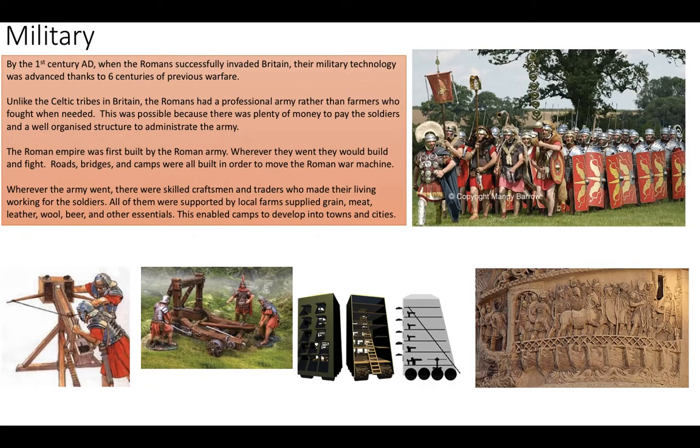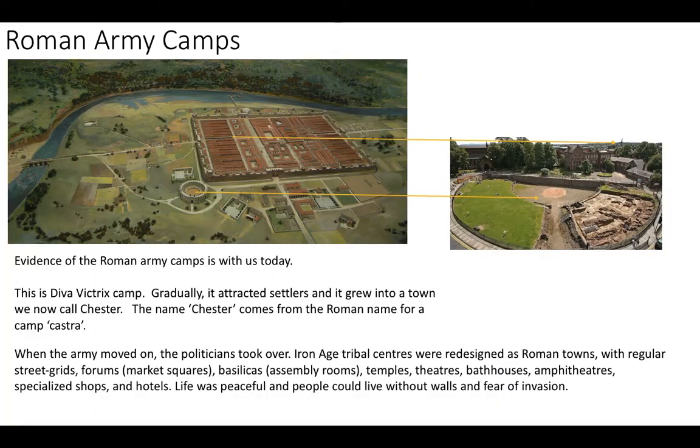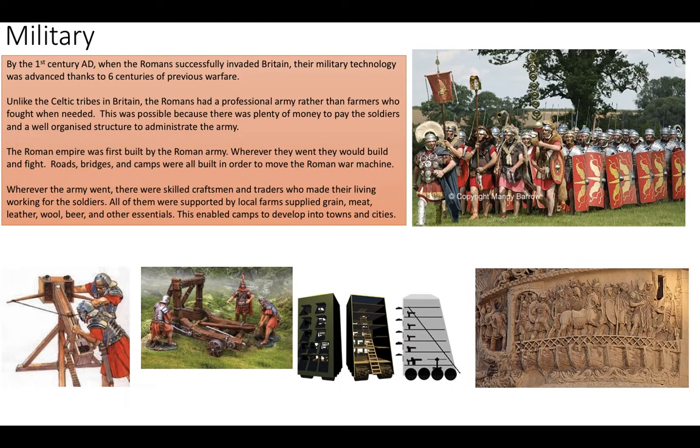So by the 1st century AD, when the Romans successfully invaded Britain, the military technology was advanced thanks to 6 centuries of warfare. So the Romans, when they arrived in Britain, were far more superior than the Celts who lived here. They had a professional army rather than farmers, so the soldiers were paid purely to be soldiers. They were not farmers. It was possible because there was plenty of money at the time to pay them.